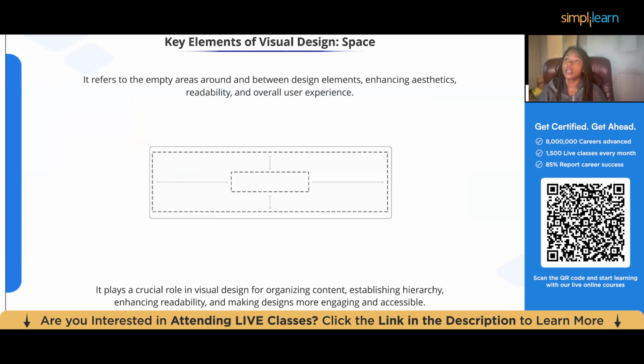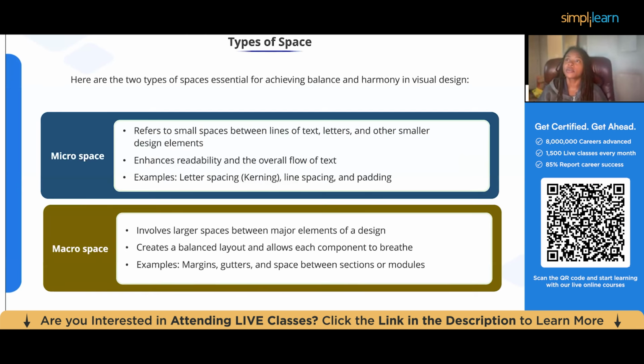Next, we have space, which refers to the empty areas around and between design elements, enhancing aesthetics, readability, and overall user experience. It plays a crucial role in visual design for organizing content, establishing hierarchy, enhancing readability, and making designs more engaging and accessible. So we have types of space. Here are two types of spaces essential for achieving balance and harmony in visual design.